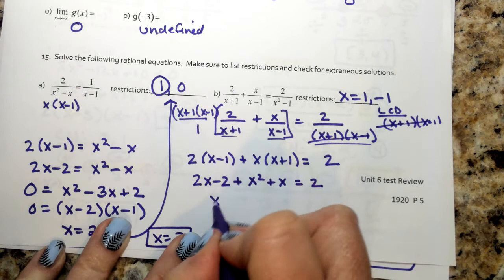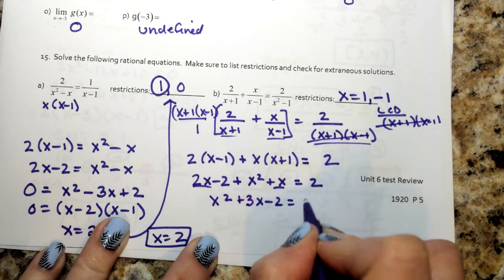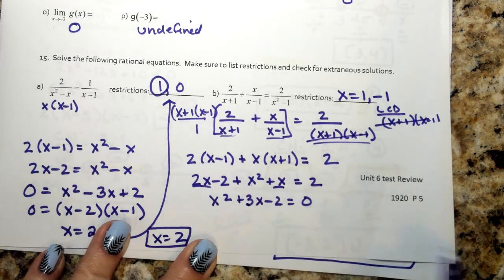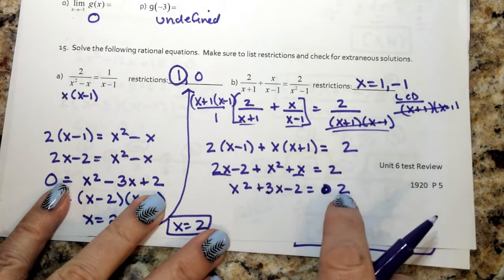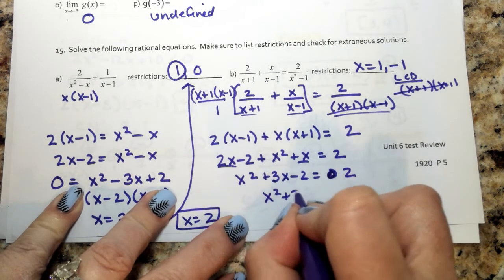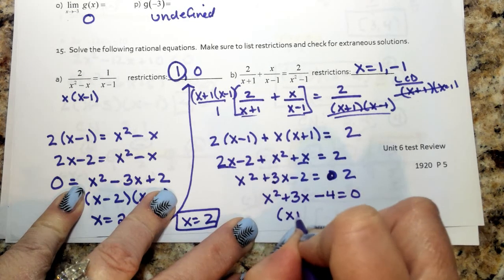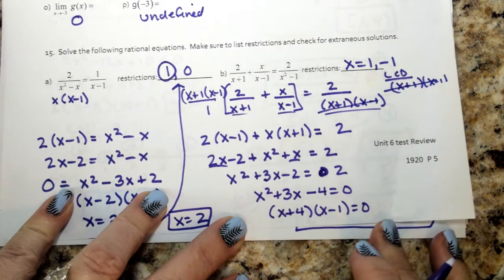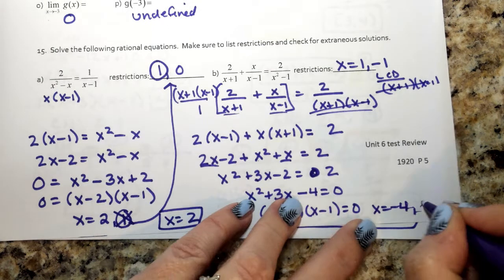I can actually combine the 2x and x to give me a 3x. So I have x squared, 2x plus x is 3x, with my minus 2, equals 2. So I need to get a 0 on one side since it's a quadratic, so I'm going to subtract 2. Factor, this factors into x plus 4 times x minus 1. So x is going to be equal to negative 4 and 1.